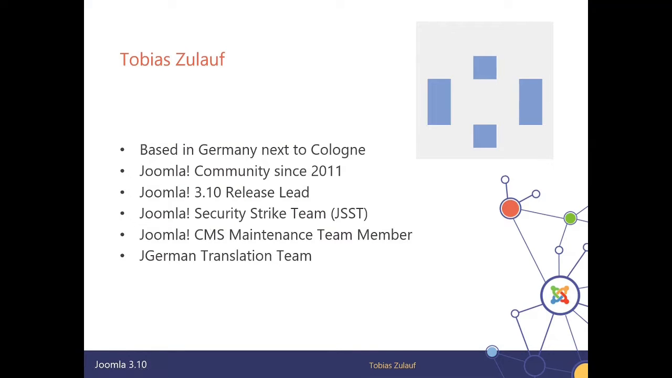My name is Tobias Zulauf, when pronounced in German. I'm based in Germany, next to Cologne. I've been with the Joomla community since around 2011, and as introduced, I'm the release lead right now for 3.10, part of the security team, part of the maintenance team, and I'm also doing some translations for Joomla German. So I'm pretty involved in the local German community, as well as the international community.